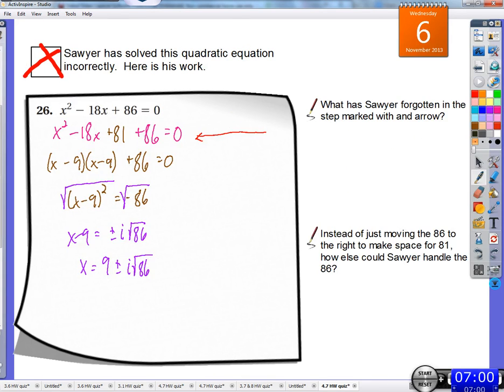Next one, on the flip side of your handout. Sawyer has solved this quadratic equation incorrectly. Here's his work. In this first step, marked with an arrow, what has Sawyer forgotten? Write it down. Light up your rewriting brains. The idea here is that we engage as many different parts of the brain as possible. You're hearing me talk. I'm trying to get you to talk and say it verbally. You're seeing me write. You're writing yourself. You're reading. There are so many different parts of your brain involved. Very fantastic.